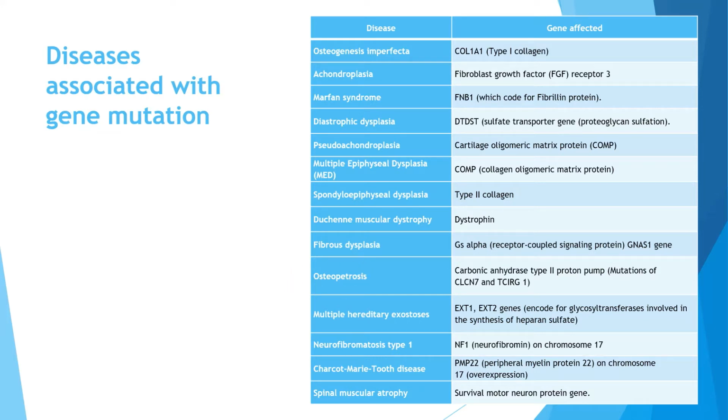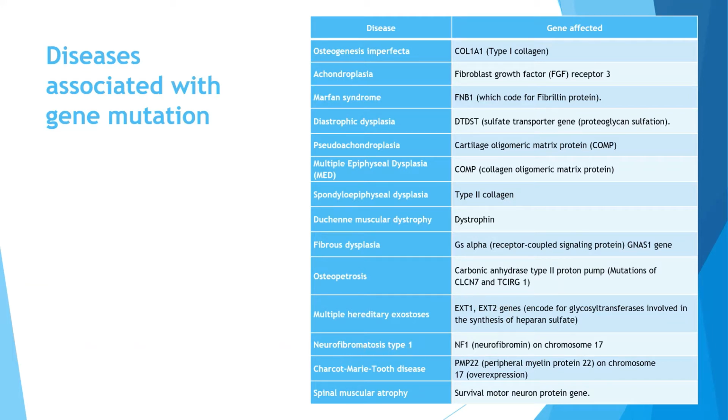Osteopetrosis, it is the carbonic anhydrase type 2 proton pump. So the gene that is responsible for the carbonic anhydrase type 2 proton pump. So it's mutation of CLCN7 or TCIRG1. For multiple hereditary exostosis, there are two genes, EXT1 and EXT2. This frequently comes in the exam. Please note that patients who have mutation of the EXT1 usually have a disease that is more manifested than those who have the disease due to EXT2.